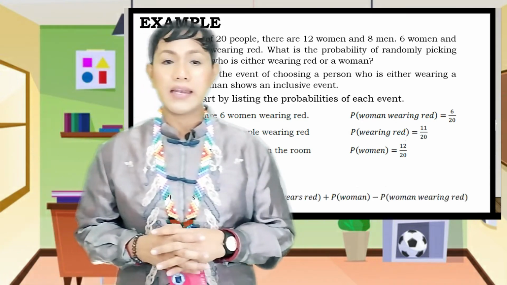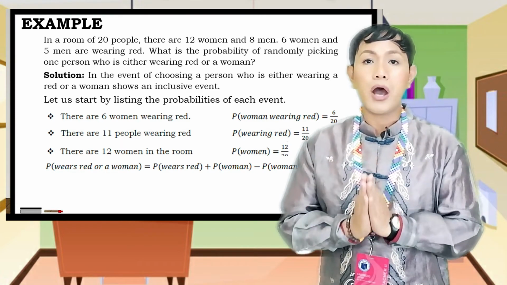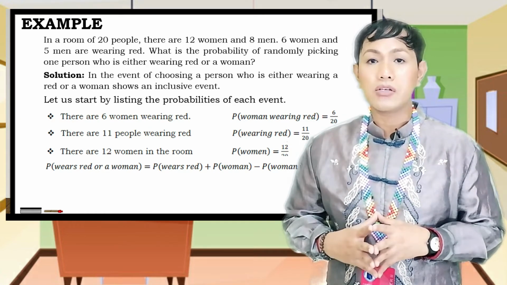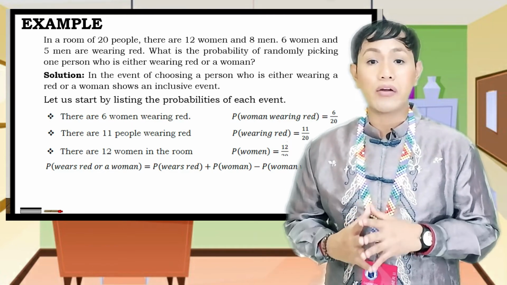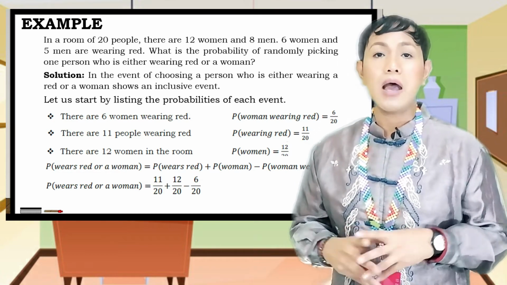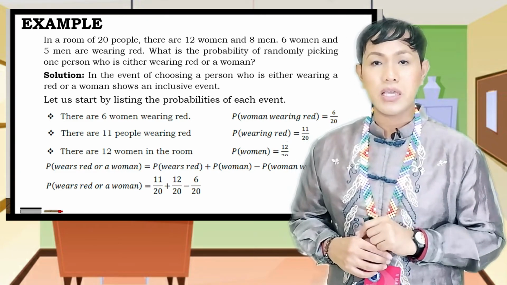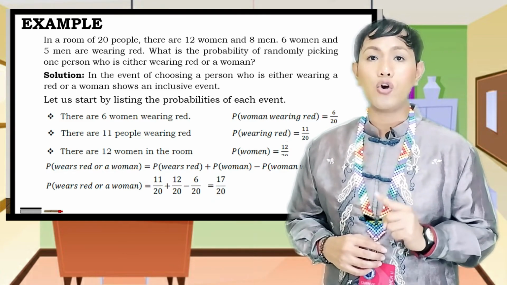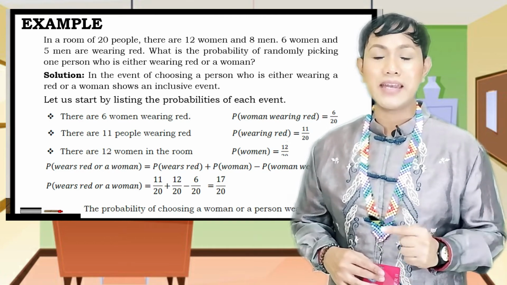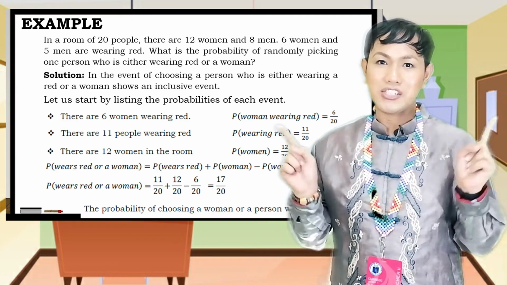So then the probability that the one picked wears red or is a woman is equal to the probability that the one picked wears red plus the probability that it is a woman minus the probability that it is a woman wearing red. Hence, in numbers, this is equal to 11 over 20 plus 12 over 20 minus 6 over 20. 11 plus 12 gives us 23 minus 6, that would be 17 over 20. Hence, the probability of choosing a woman or a person wearing red is 17 over 20, regardless of what this woman can be, a natural-born woman or a transgender woman.